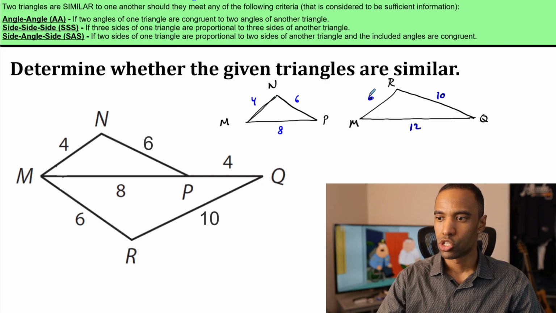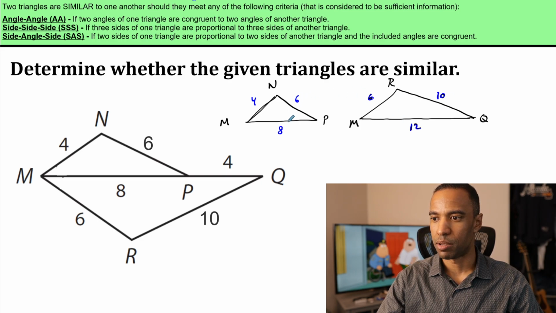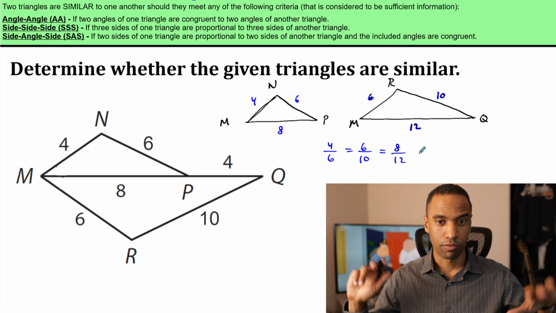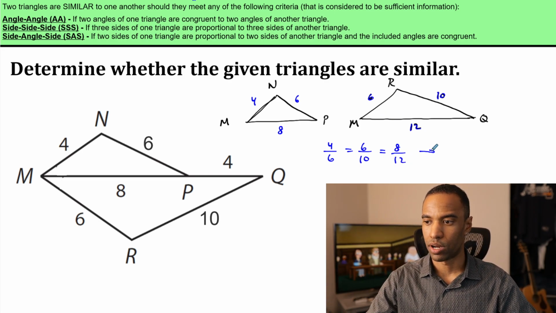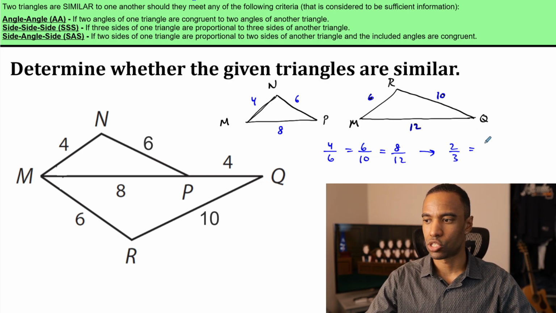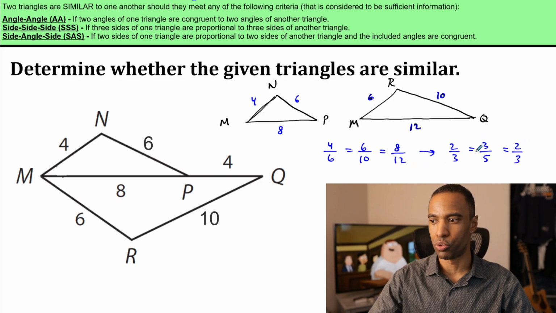We're going to do small to small, medium to medium, large to large. So let's check out 4 over 6 equals 6 over 10 equals 8 over 12. All these have to be equal for this thing to be in proportion. So 4 sixths is 2/3, 6 tenths, ooh, look at that, that's 3/5. That's different. And then 8 twelfths also is 2/3. 3/5 is not equal to 2/3.